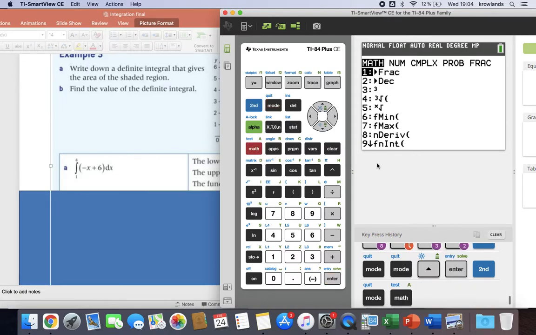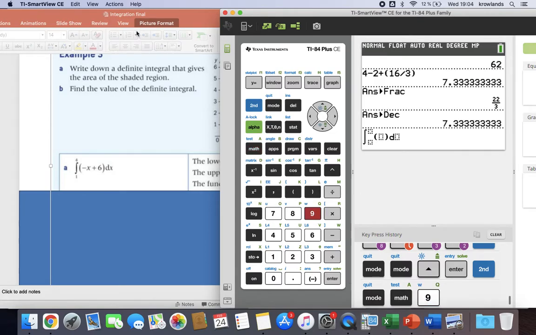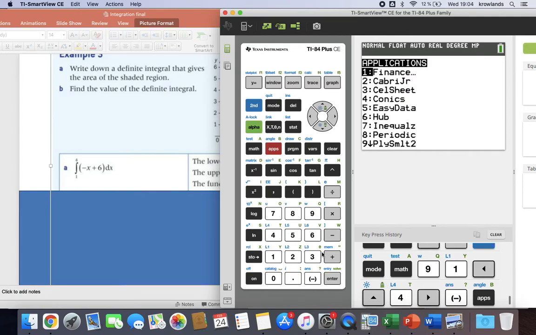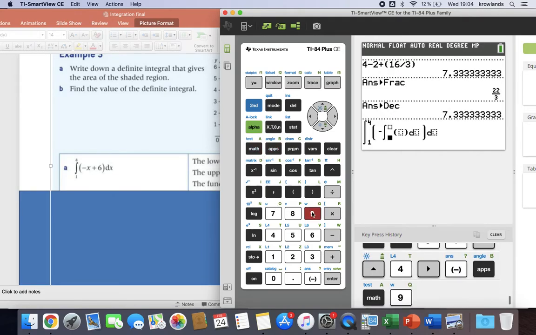Then press the math menu. We're going to look for int, which stands for integration. Press 9, then fill in our missing values, 1 here, 4 on the upper limit, minus x, so we're going to put a small minus as it's at the start of the equation. I've accidentally pressed apps, so go back to the maths, the 9.